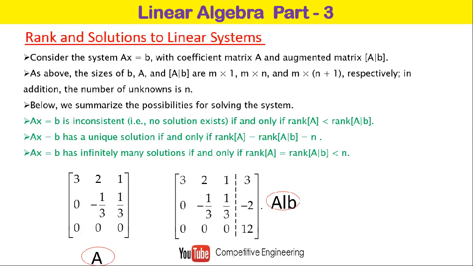So I am explaining with the concept. Here is a matrix 3 2 1 0 minus 1 by 3 with 1 by 3 0 0. Let us call it the A matrix, and the B matrix is 3 minus 2 12. So for the augmented matrix, we will write the A matrix and B matrix together by separating with a dotted line. That is called the augmented matrix, which is written on the right side. When solving the problems, you will understand this concept.